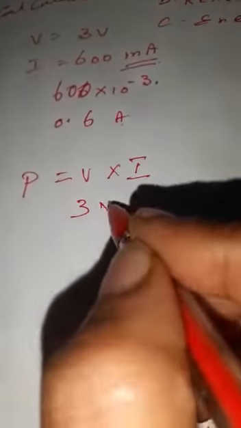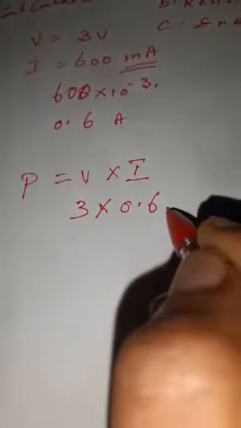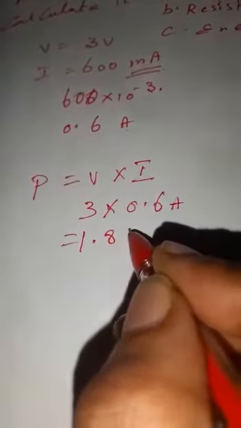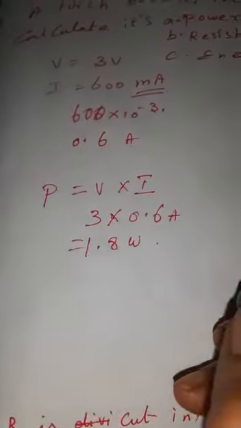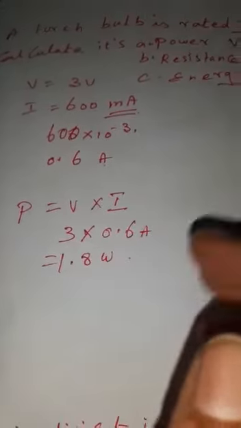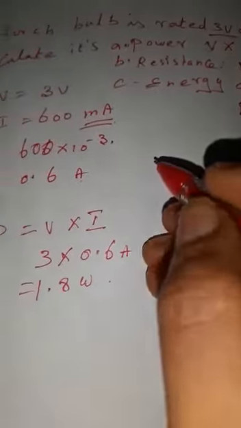Then you are calculating your power. P is equal to V into I. What is your V? 3 volts into 0.6 ampere, we will be getting 1.8 watts. They didn't ask you to change into kilowatt hour, so you leave it as it is. Then resistance: first we have to find the power, second one resistance.